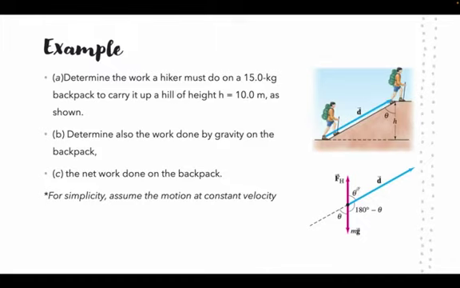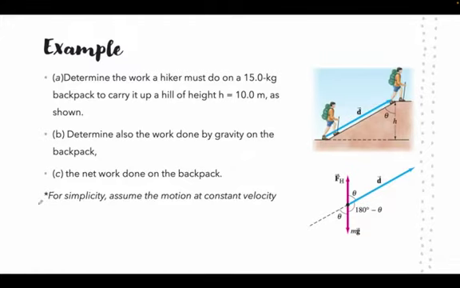This is theta, okay? And gravity acts on the backpack in this downward direction. The displacement is still up the hill, which means that the angle between the force of gravity and the displacement is this one right here, 180 minus theta. So let's see what we can do.